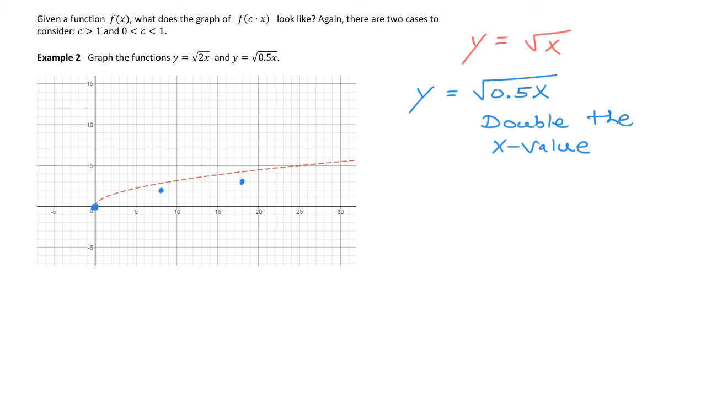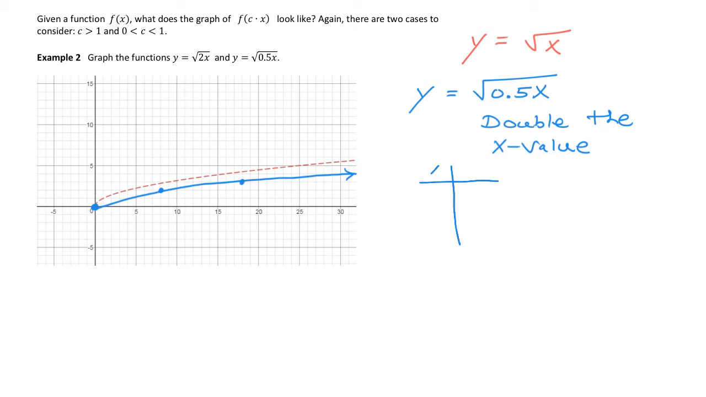And the entire graph that we get looks like this. Every single x value is doubled. So the one that was at 0 stays right where it is. The one that's at 4, 2 goes out to 8, 2. And the one that is at 9, 3 goes out to 18, 3 to give us this graph. But the real question is, why is this happening?